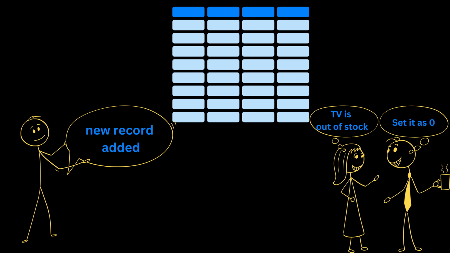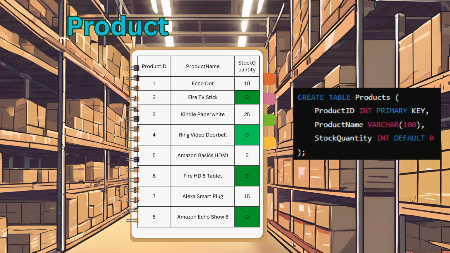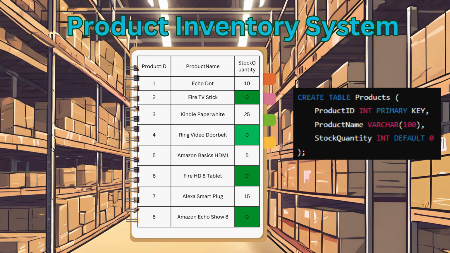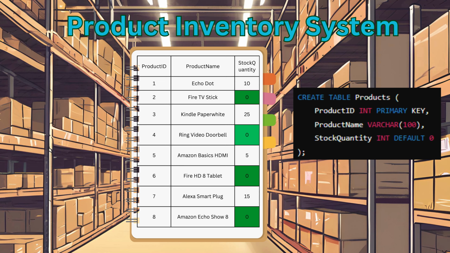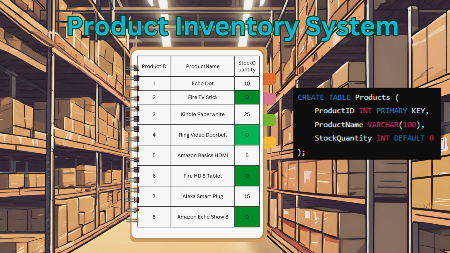What is a default constraint? A default constraint sets a default value for a column if no value is specified when inserting a new record. In a product inventory system, you might have a default value of 0 for the stock quantity to ensure that new products start with a stock of 0 if no quantity is specified.